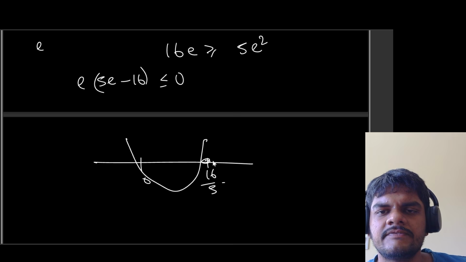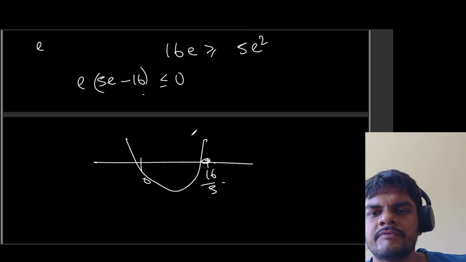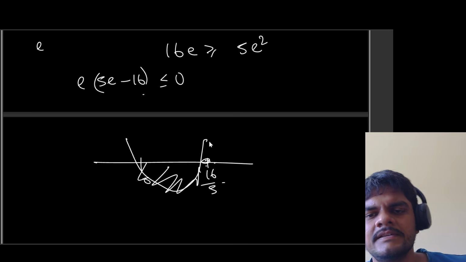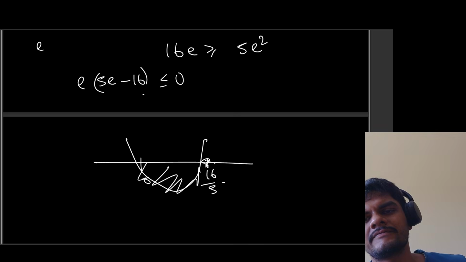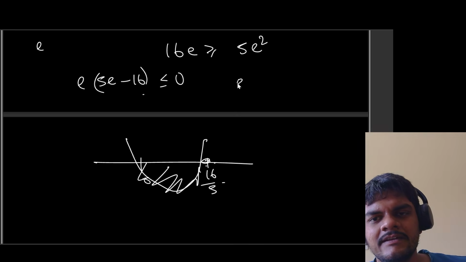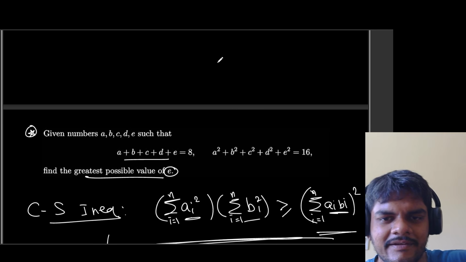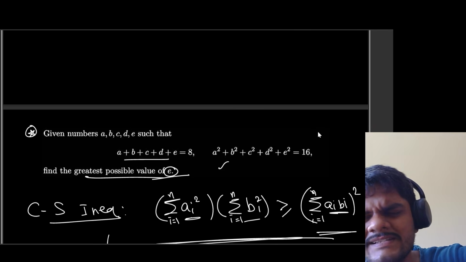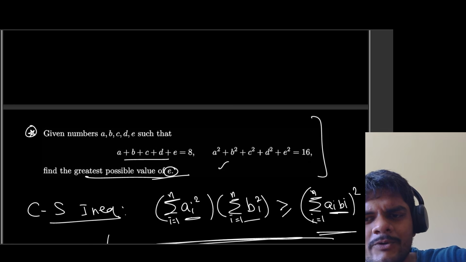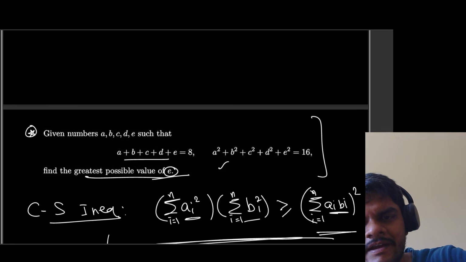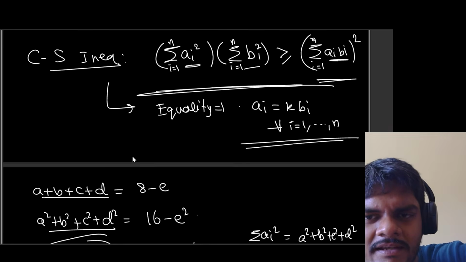So what is the greatest value of e for which this is possible? E can be 16 by 5. That's the good enough value, right? So this is the greatest possible value. So that's it, guys. I hope you enjoyed this. And do you notice one thing?